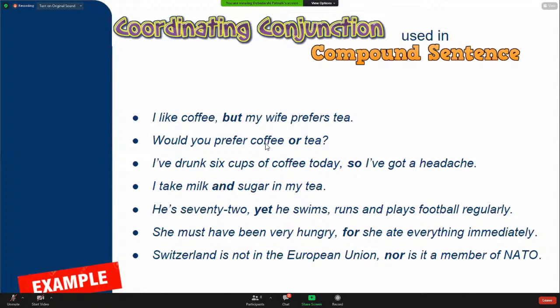Would you prefer coffee? That is one clause. Would you prefer tea? That is another clause. When I'm joining it, I'm just making the common part, would you prefer, shared for both the coffee and tea. That's the reason I'm making it a shortcut. Would you prefer coffee is one clause, would you prefer tea is another clause. They are independent clauses, and I'm joining them by using or. That means both the clauses are not depending on each other.